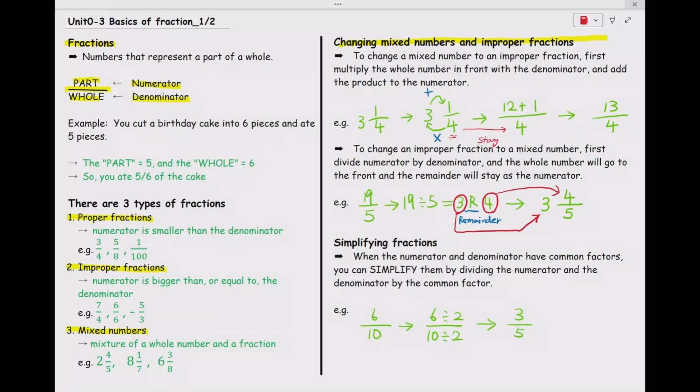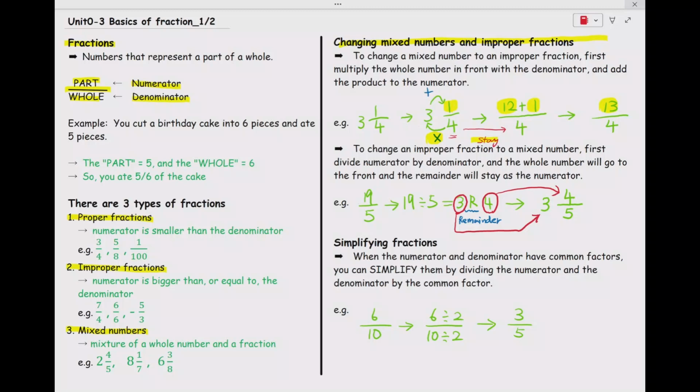3 and 1/4 is given. To change this mixed number to an improper fraction, first you multiply the whole number, which is 3, with the denominator, which is 4. This gives you 12. Then, you add the 12 to the original numerator, which will give you 12 plus 1 equals 13. The denominator stays the same, so you will get 13/4.